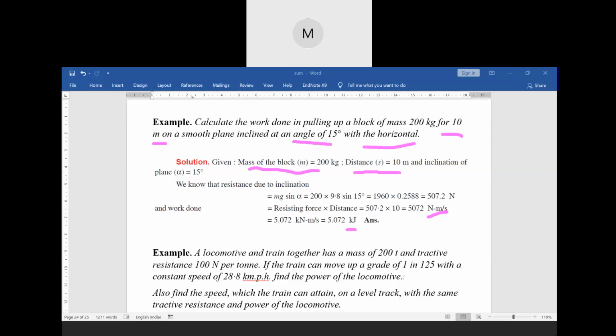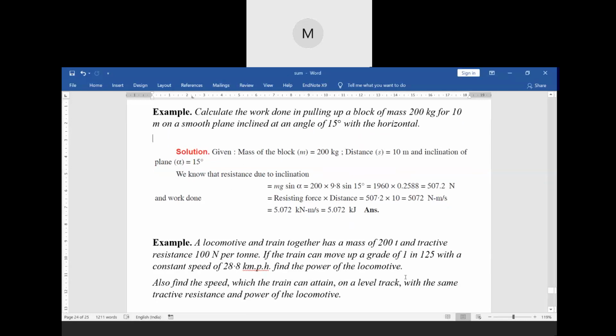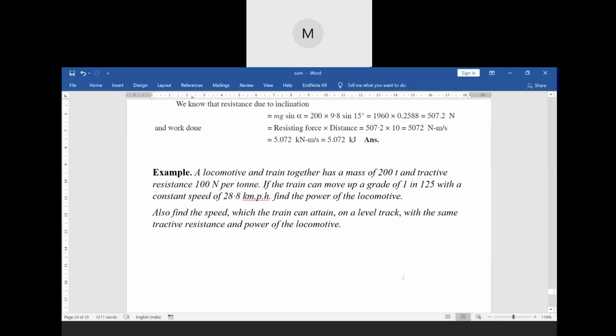If you want, you can write the numerical in your copies.